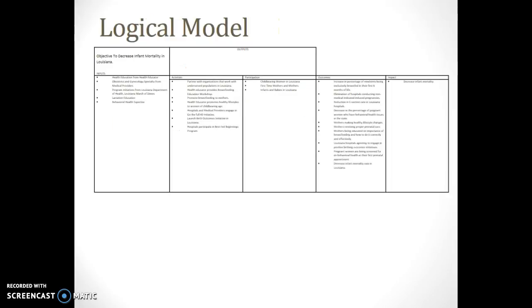So for the logic model, inputs are health education from the health educator, OBGYN specialty from medical providers, program initiatives from the Louisiana Department of Health and Louisiana March of Dimes, lactation education, and behavioral health expertise. Activities would be to partner with organizations that work with underserved populations in Louisiana. The health educator provides a Best Fed Beginnings breastfeeding education workshop, promotes breastfeeding to mothers, and promotes healthy lifestyles to women of childbearing age.